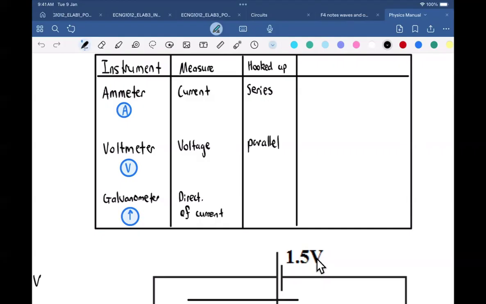Can I hear him, Justin? Kira, make a wild guess. Galvanometer, is it hooked up in series or parallel? Parallel. Yeah, he said parallel.